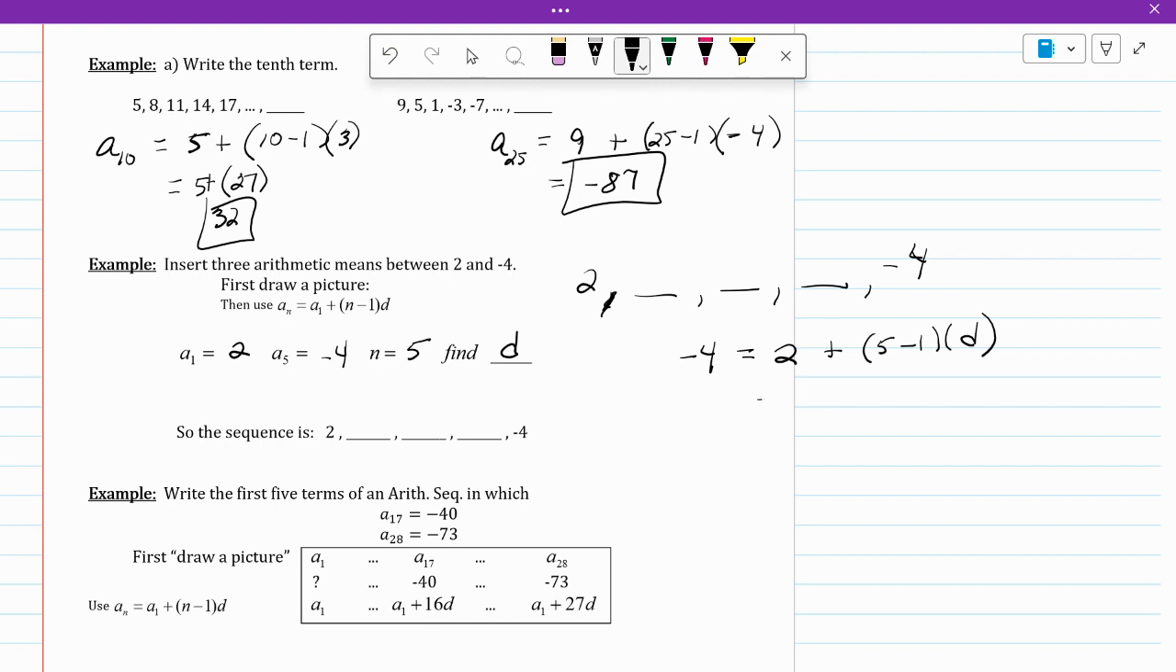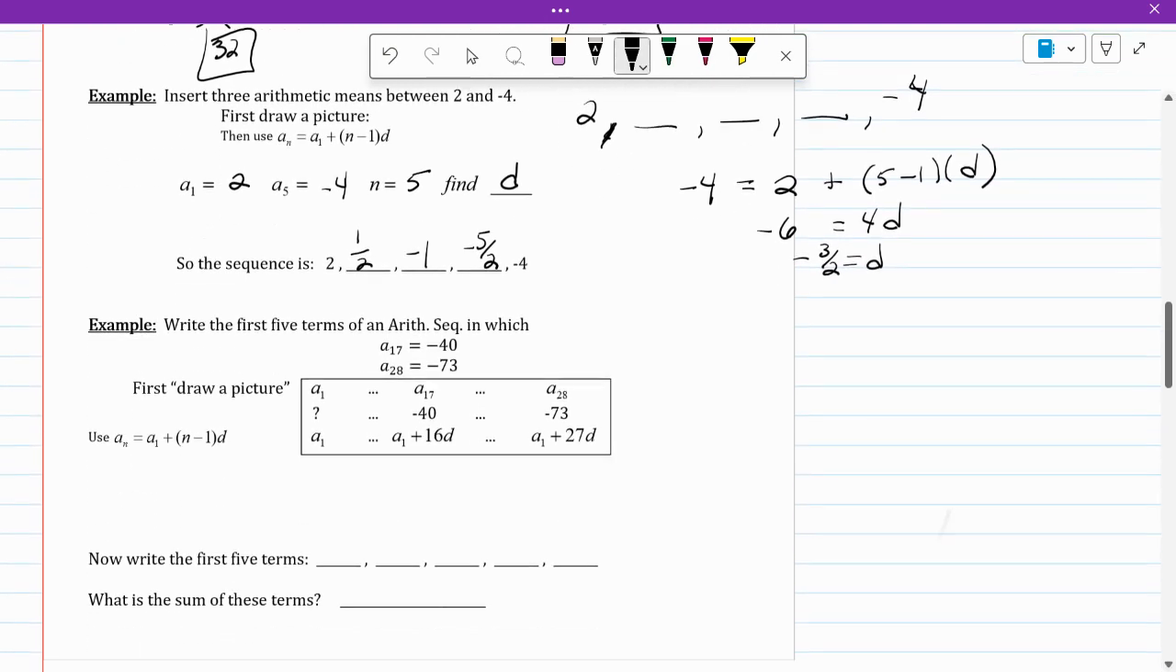So I'm going to subtract 2, and that's 4d. So the difference is negative 3 over 2. So I'm going to subtract 1.5 each time. So 1/2, negative 1, and negative 5 over 2.